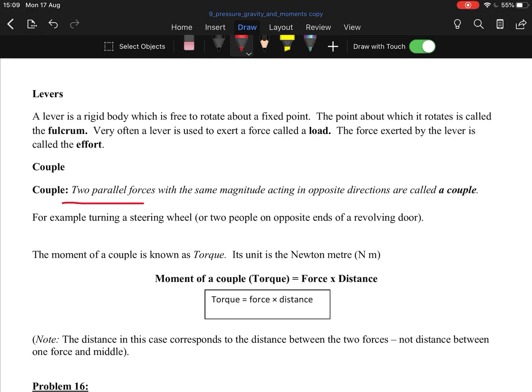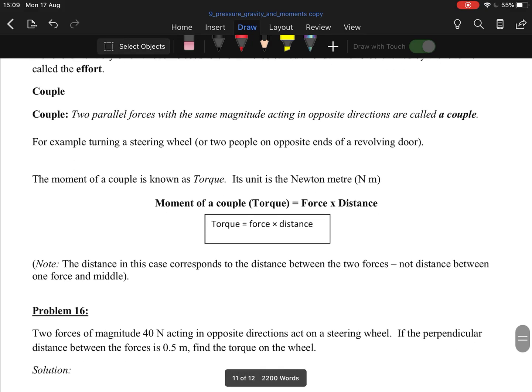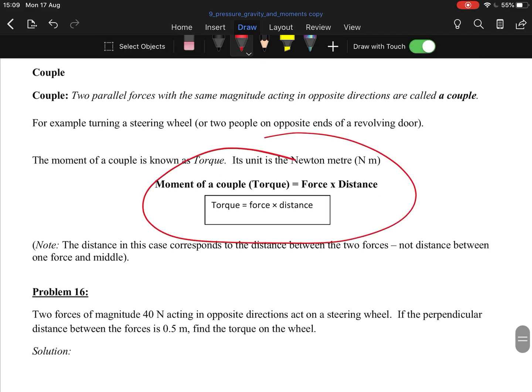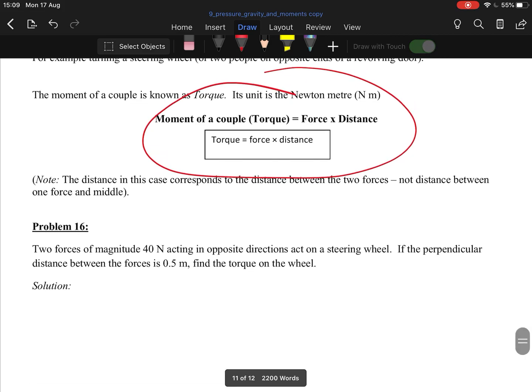A couple is parallel forces of the same magnitude acting in opposite directions. In other words, kind of like if you have the steering wheel of a car, okay? That's a couple, okay? Same magnitude force, but acting in opposite directions, and the wheel will spin around, okay? And again, because it's a moment, it's simply the same as before, force times perpendicular distance.